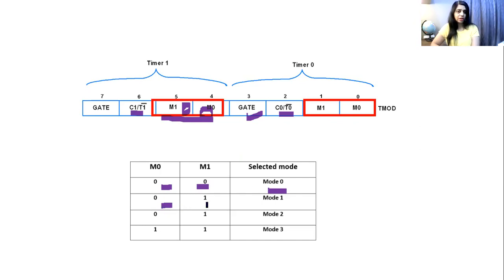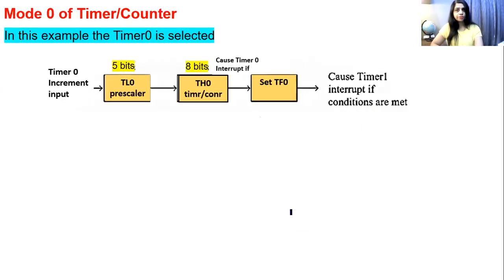If it is 0 1, then the timer will enter into mode 1. If it is 1 0, it will enter into mode 2, and 1 1, it will enter into mode 3. So both timers can be in mode 0, 1 and 2. Now let's understand all these modes one by one. Let's start with mode 0 of the timer counter.